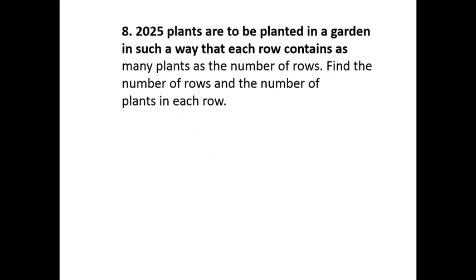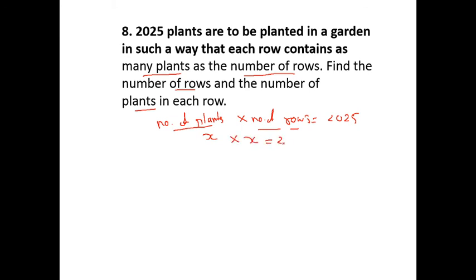Now again the same. Find the number of rows and the number of plants. So what do I have to write? Number of plants multiplied by number of rows is equal to total plants, that is 2025. If we take the number of plants as x, the number of rows we can also take as x. So x into x is equal to 2025, so x square is equal to 2025. Therefore x is equal to under root 2025.